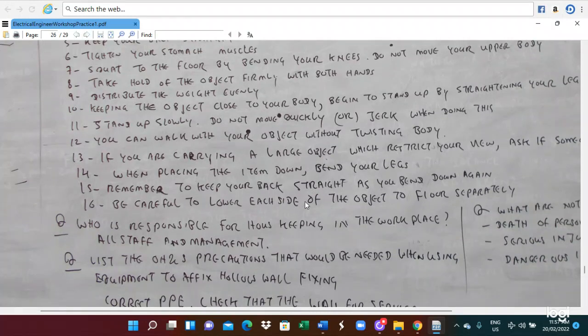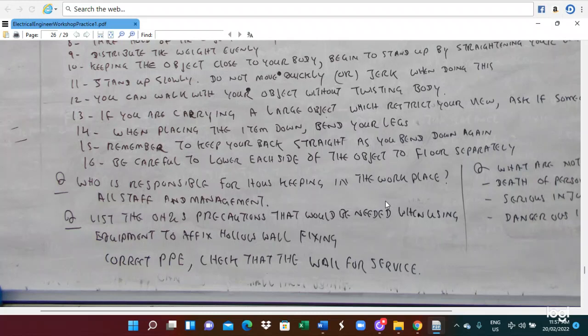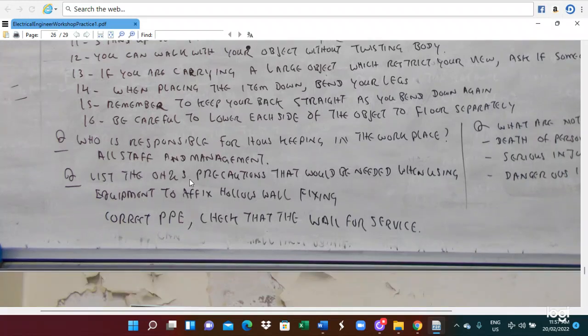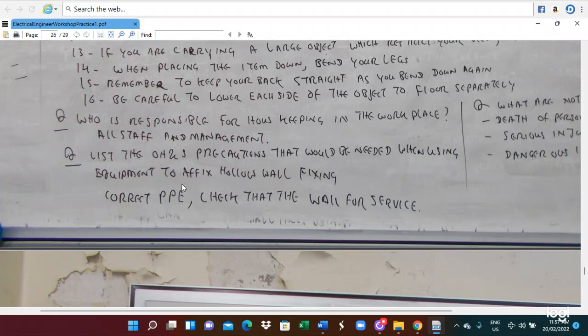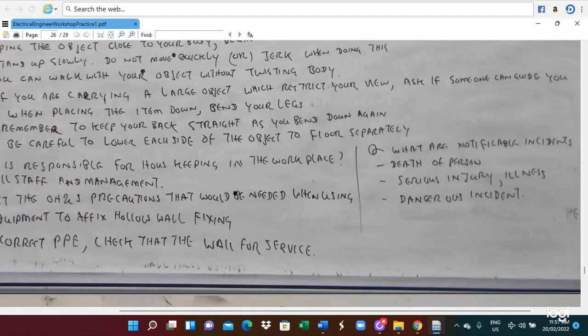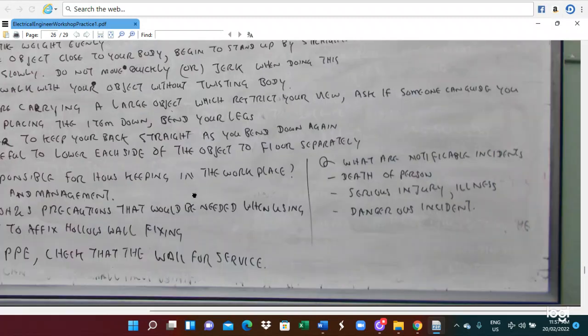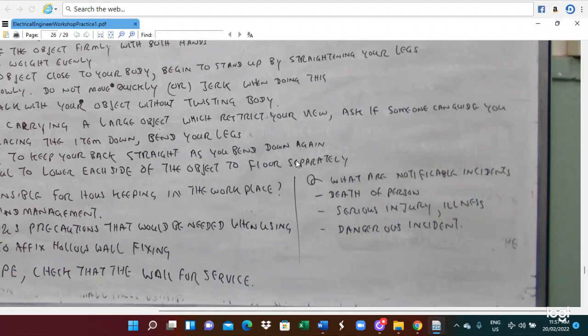So who is responsible for housekeeping? All staff and management are responsible, and you have to use the appropriate OSHA precautions. When working with any hollow wall facing, use the correct PPE. Also, before you do anything, you have to check the wall for any services, because sometimes there is electrical cable inside, and it can cause an electrical fault.